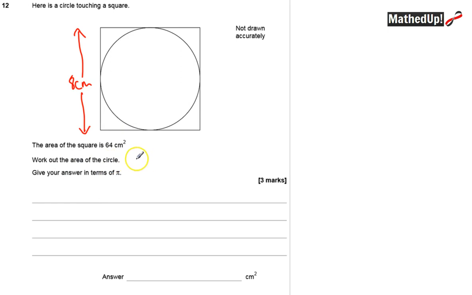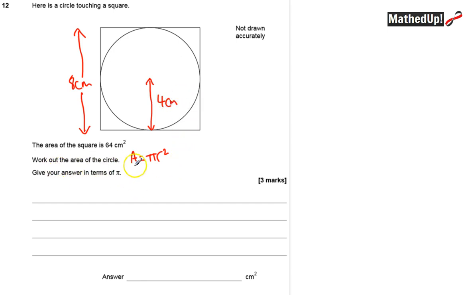Now, to work out the area of the circle, we need to use the formula, the area is equal to pi times the radius squared. So because we know that this distance here is 8, we should be able to deduce that this distance here, which is the radius, is going to be half of that, which is 4.